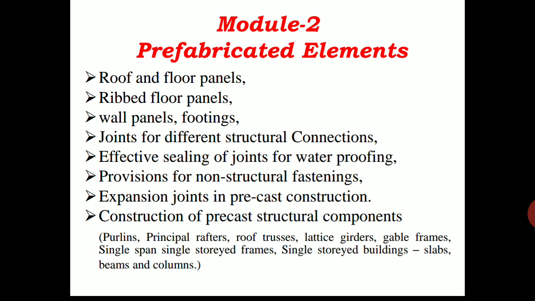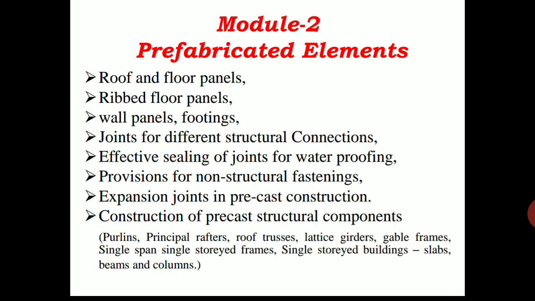So in this module 2, we will study different prefabricated elements. I mean the different structural components in the prefabricated system: which are those, how they are going to be manufactured, and which rules, criteria and guidelines we need to follow while manufacturing these prefabricated elements. In that, roof and floor panels, ribbed floor panels, wall panels and footings are there.